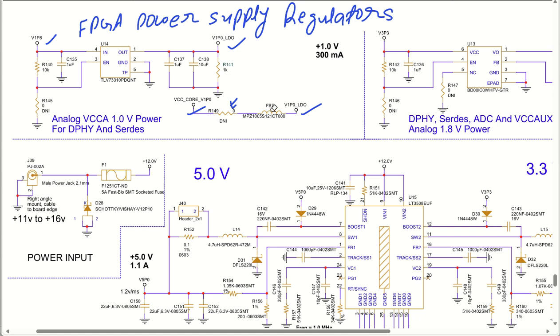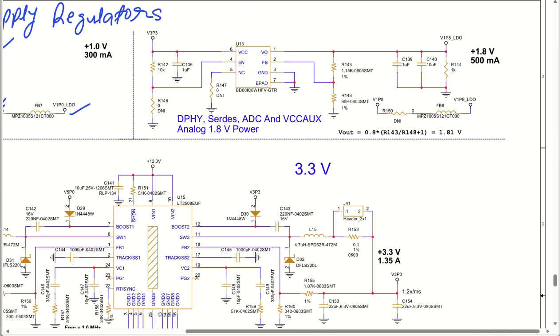Okay, moving to the next part. We have a 1.8 volt LDO requirement for your ADC purpose. So for that, this particular LDO is being used for your DPHY, SerDes, ADCs, and VCC AUX for 1.8 volt applications. Okay, and this is being generated from the 3.3 volt that we will be generating from the switching regulator that I'll discuss now. The same 1.8 volt generated from the switching regulator can be used by putting this particular resistor, and you don't have to use this particular LDO at that time. Okay, so this is how it is being done.